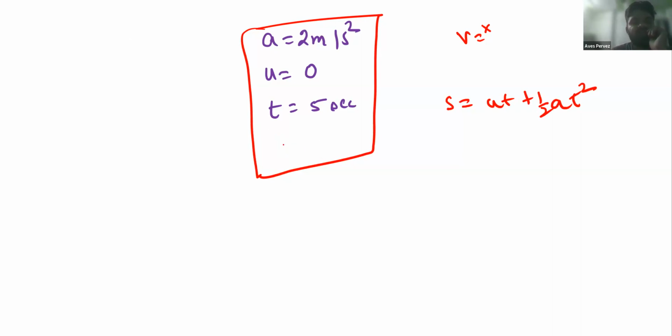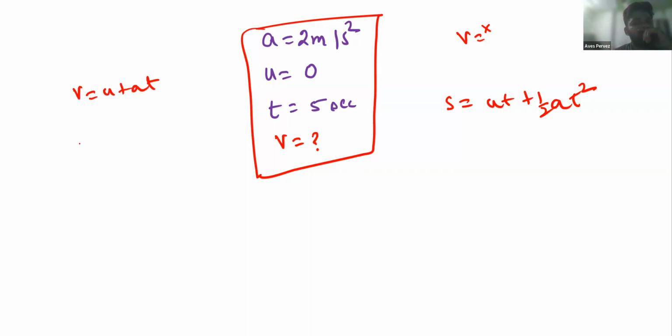For example, if instead V is being asked in the question, what is the final velocity? So what is not being asked, not given? S. In which equation don't we have S? That is the first equation. So we can calculate V is equal to U plus AT.